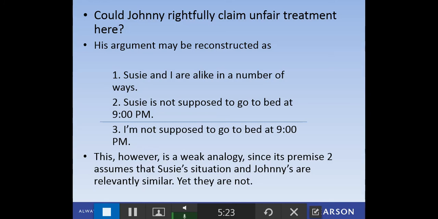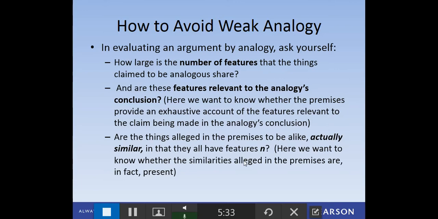So trying to make this argument is a weak analogy because what really is important and what really matters here doesn't actually fit. So to avoid the weak analogy, we ask ourselves this. How large is the number of features of the things claimed to be analogous share? So how alike are Susie and Johnny ultimately? And how are these features relevant to the analogy's conclusion? Are the fact that we're siblings and the fact that we both do chores around the house really relevant to the analogy's conclusion? In Johnny's argument, absolutely not.